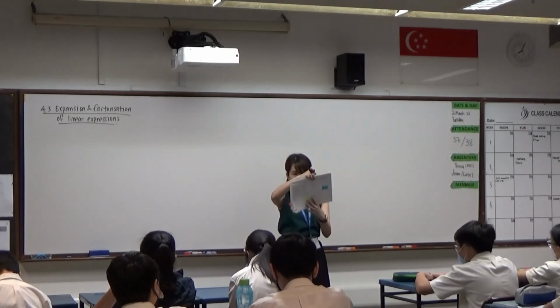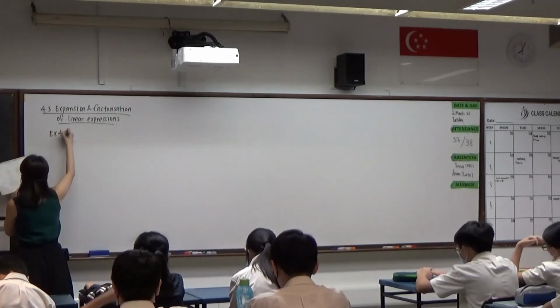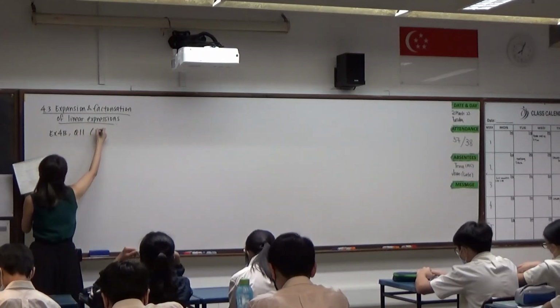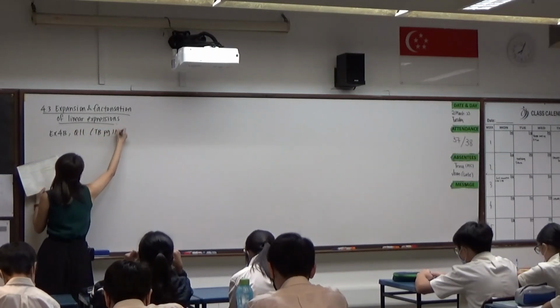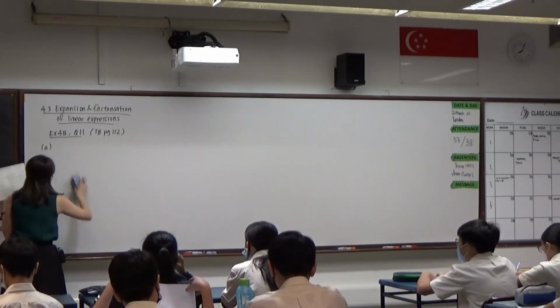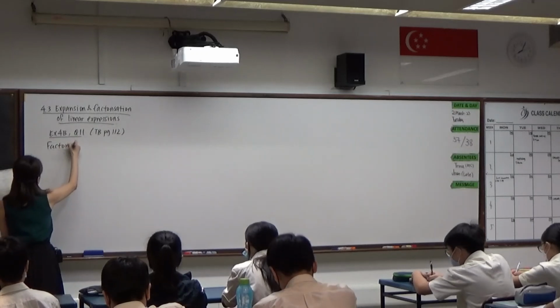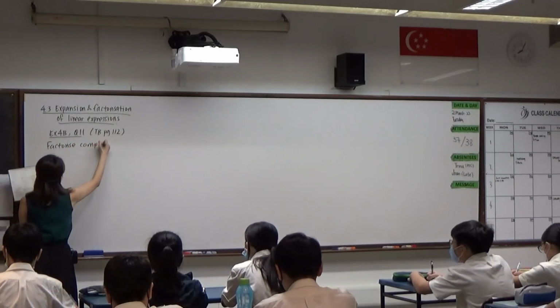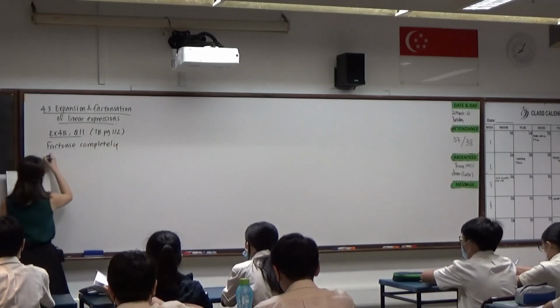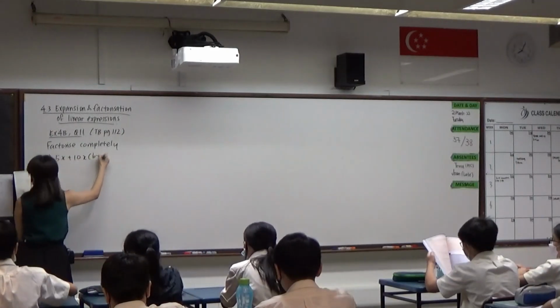Yesterday we were looking at exercise 4B, question 11. So I want us to just turn to that page in your textbook. Yesterday we looked at factorizing completely, for the expression 5x plus 5x times b plus c.